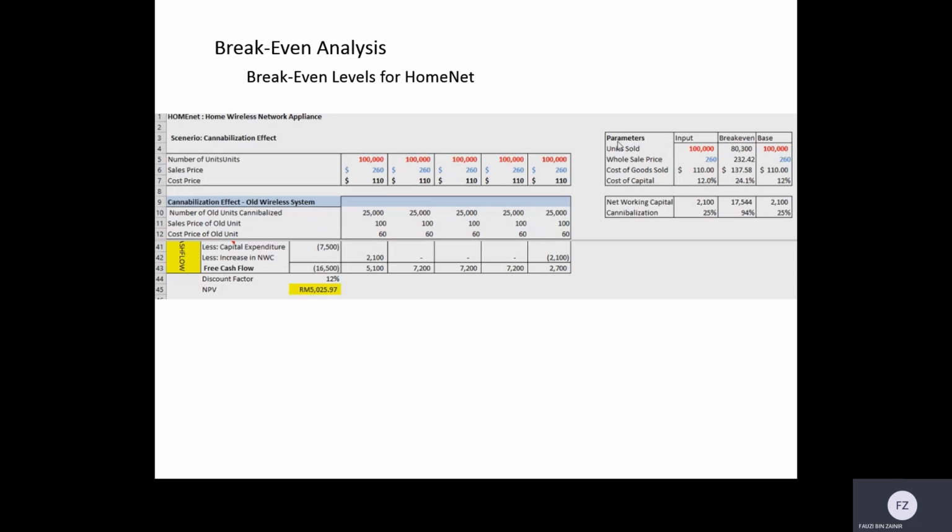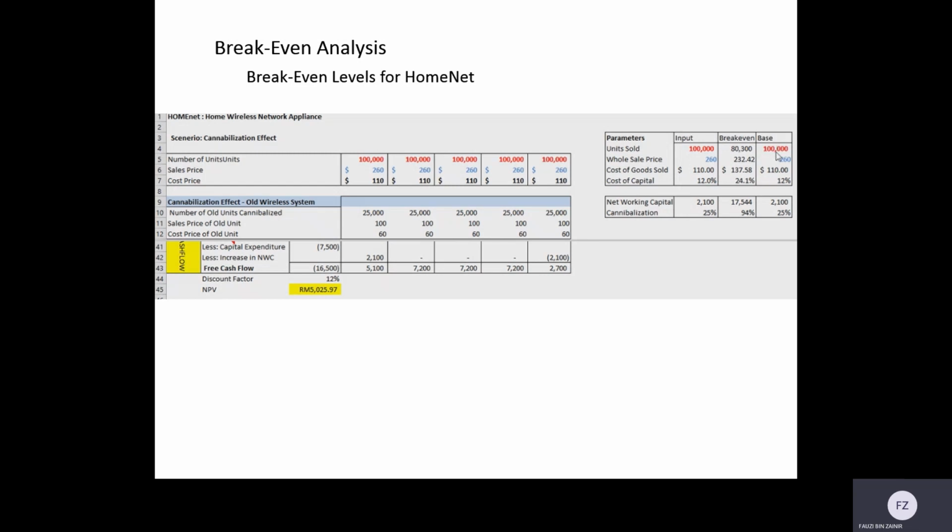I've already created a smaller table here, where the line items that I'm going to change are the units sold, the wholesale or sale price, the cost of goods sold price, and the cost of capital. I can also change the net working capital and the cannibalization effect. So here is the base case.